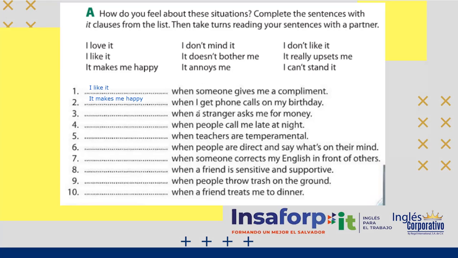How do you feel when a stranger asks you for money? Does it bother you? I don't like it. Look at this one. I can't stand it, as a superlative degree. Okay, es un grado superlativo que de verdad no lo puedo soportar, right? I can't stand it. I don't like it. It really upsets me.